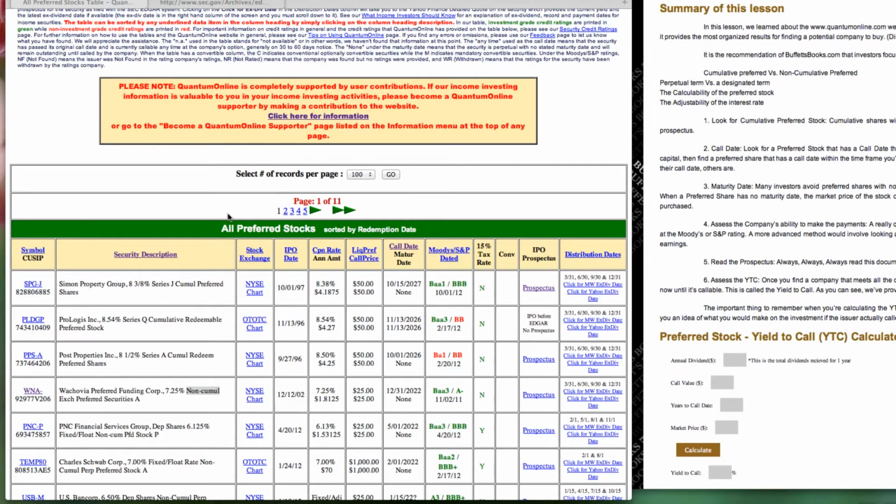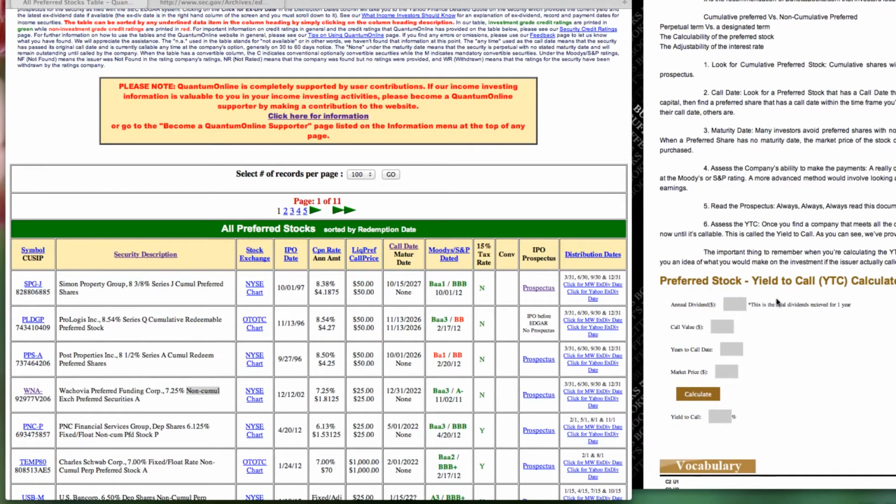Okay, so when we're looking at these different preferred shares, you're probably wondering, well, I have no idea how to assess how much this thing's worth or what kind of return I'd get on it. It just really doesn't make a lot of sense. And so what we're going to do is go ahead and value one of these preferred shares, and we're going to use the Buffett's Books yield to call calculator.